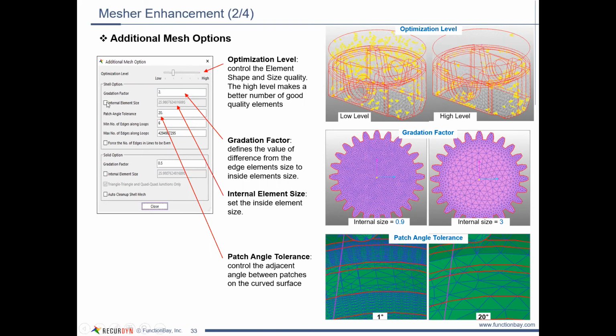You can check that internal element size to make it active. So this on the left here, you can see that the gradation is not happening. So I assume this is a gradation factor of 1. And then further to the right, on this mesh, we do have the gradation factor with a value greater than 1, and also set the internal element size to a certain value.